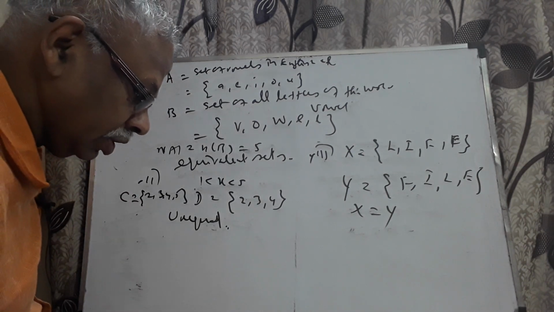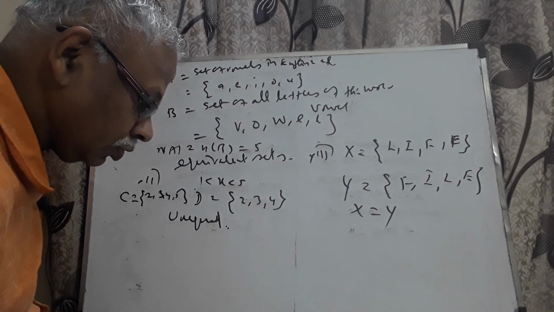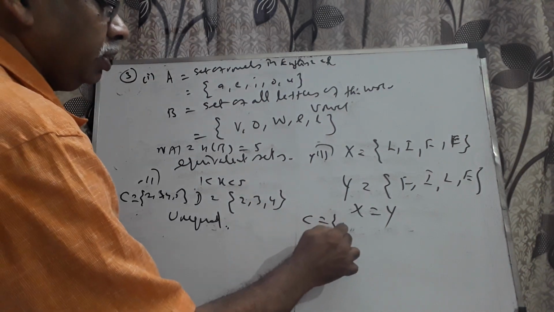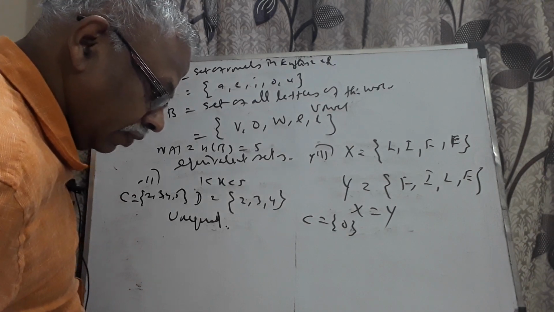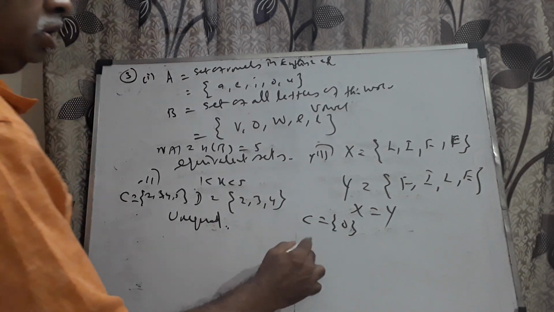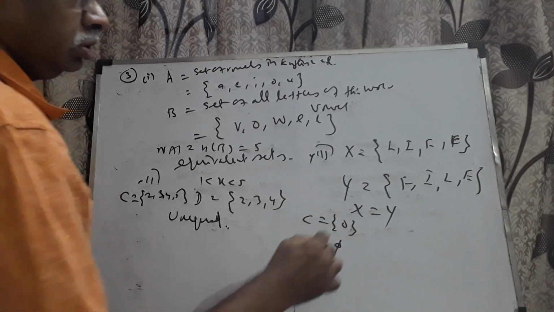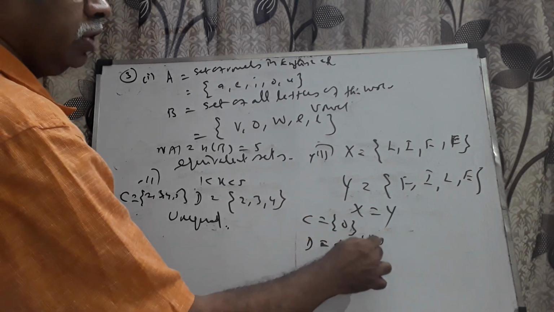Then the fourth subdivision: set of all C is equal to C is simply 0, and the set of all triangles having 4 sides. Of course, it is an empty set. You mean to say unequal sets.